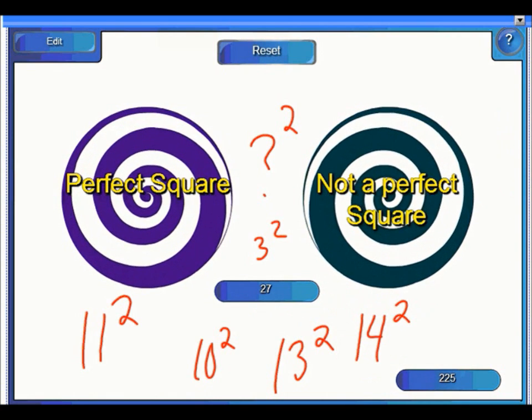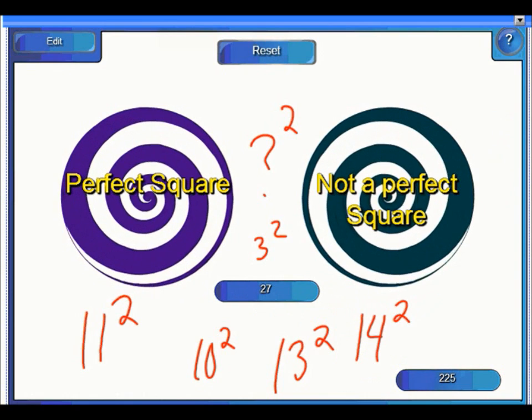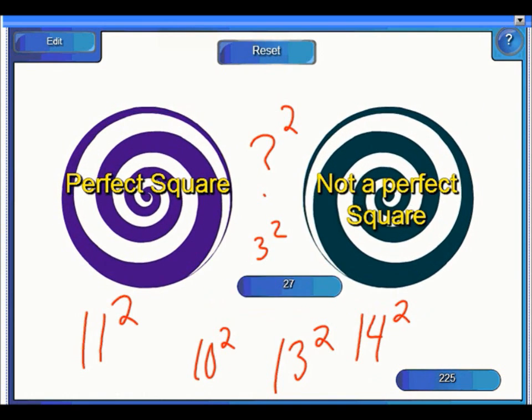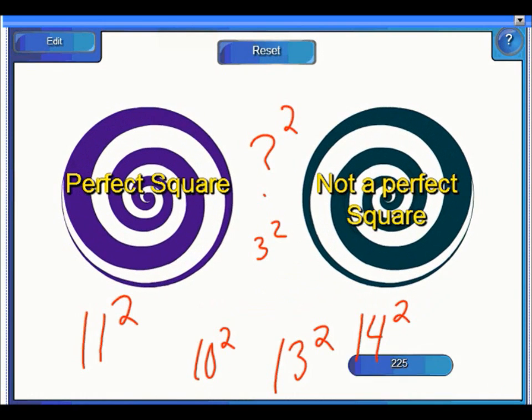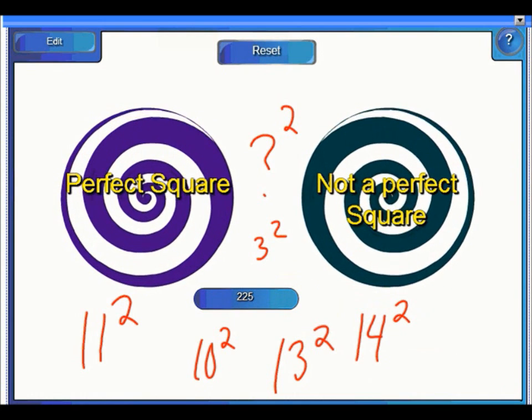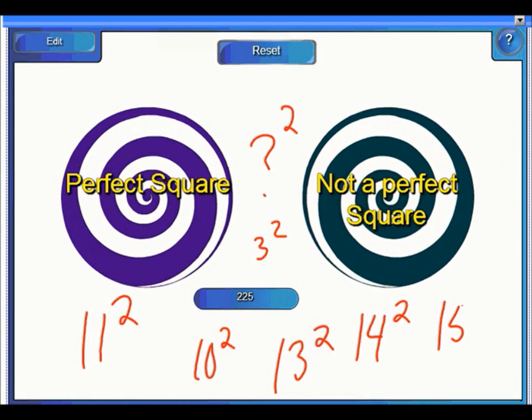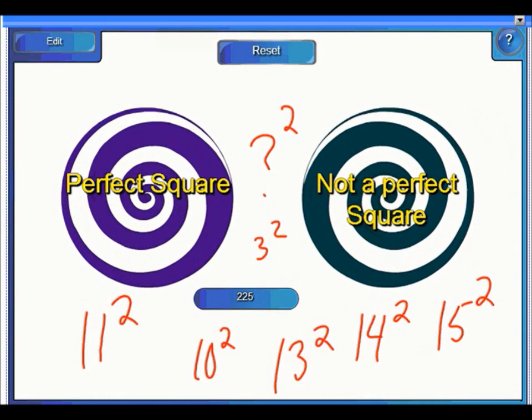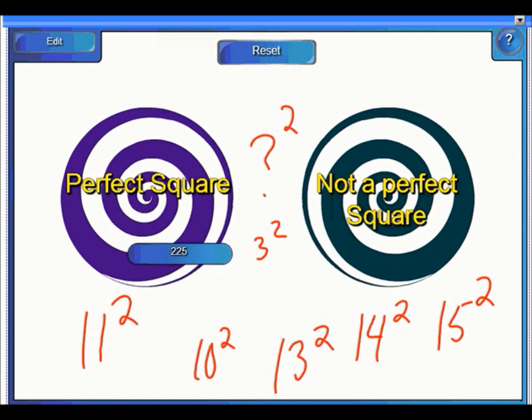And last, we've got two more here. 27, there is no number times itself that will give you 27. That's not a perfect square. And last but not least, 225. If you took 15 and squared it, 15 times 15 is 225. 225 is a perfect square.